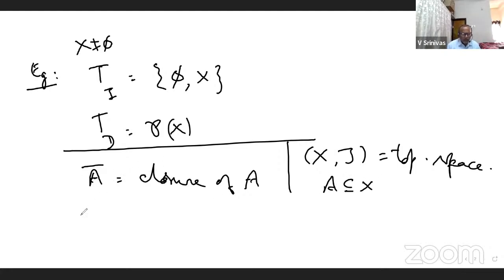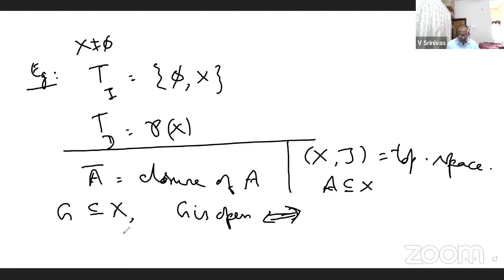Before defining this, I want to recall what I mean by an open set. Let X, tau be a topological space, and let G be a subset of X. We define G is open if and only if... When do you say a subset G of a topological space X is open? Hello? Anybody? Yes, sir. If you have a topological space X, and if G is a subset of X, when do you say G is open? What do you mean by that?